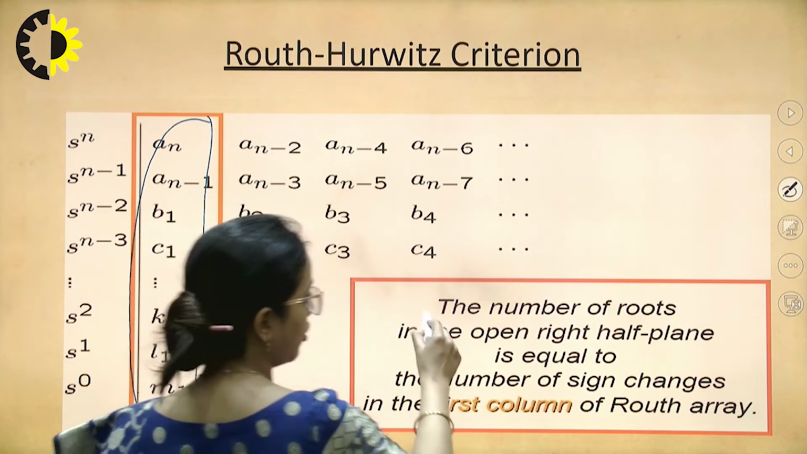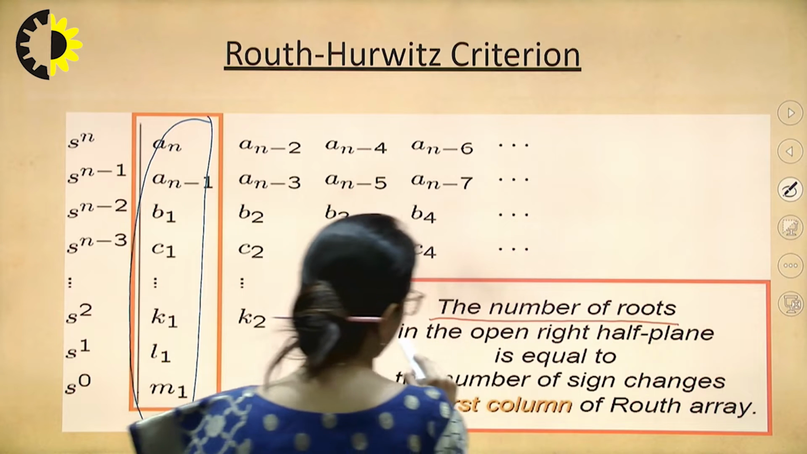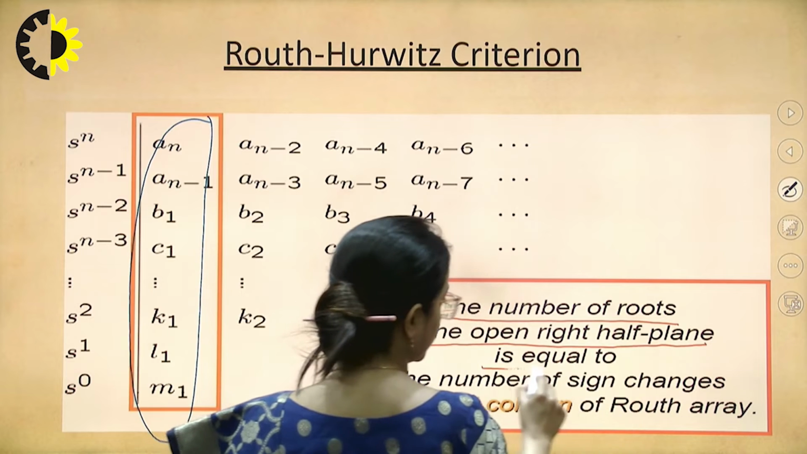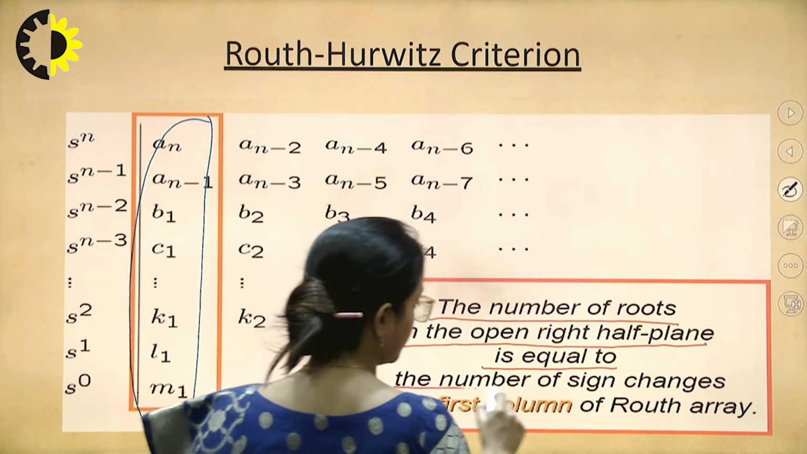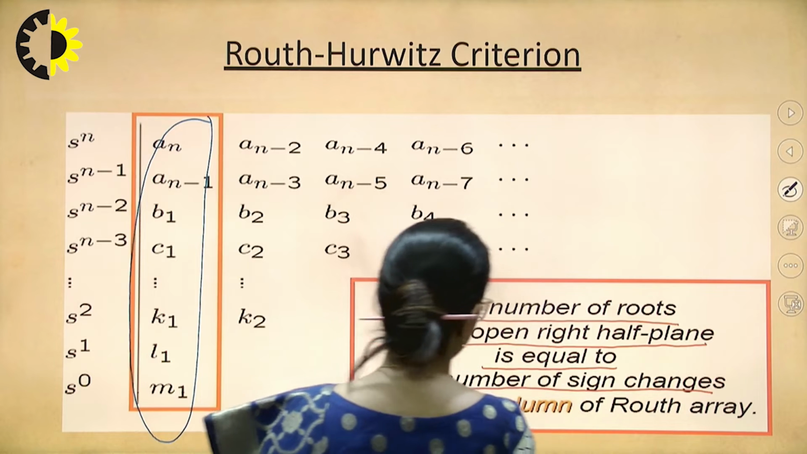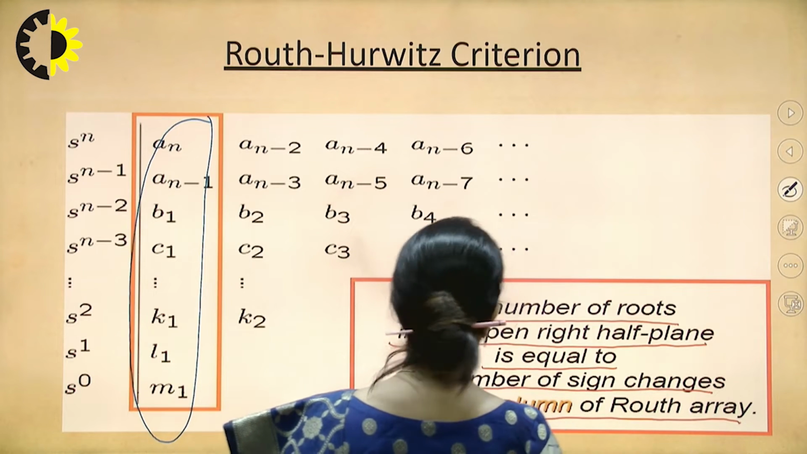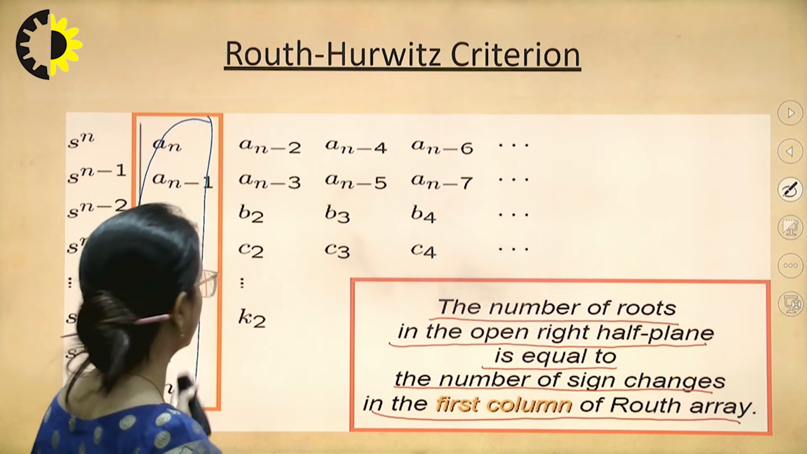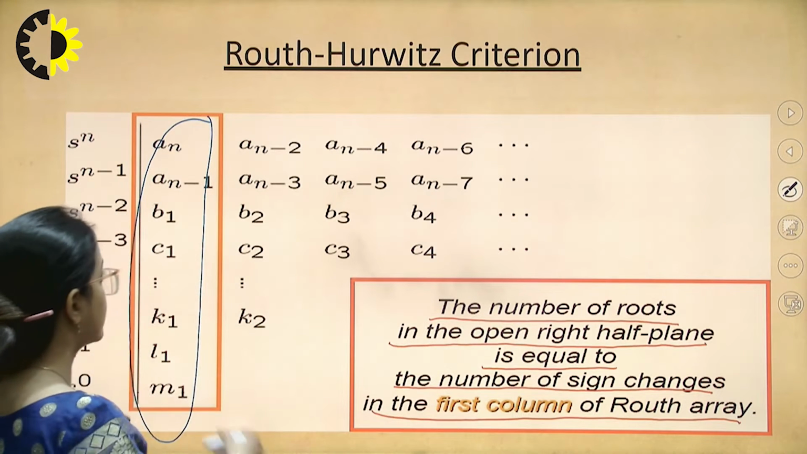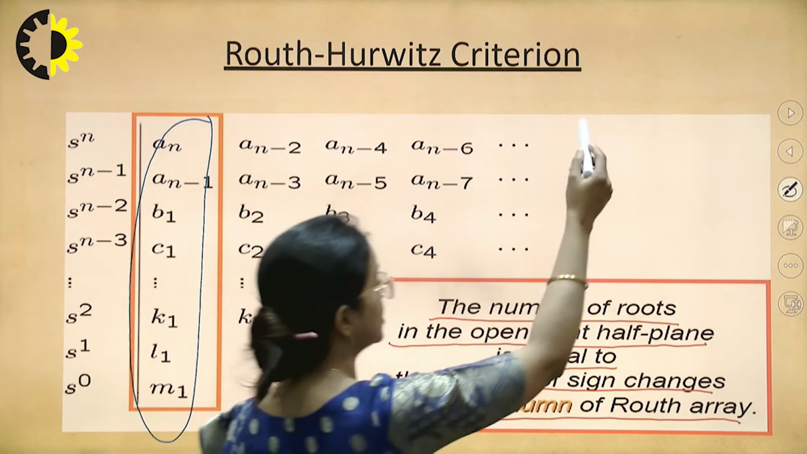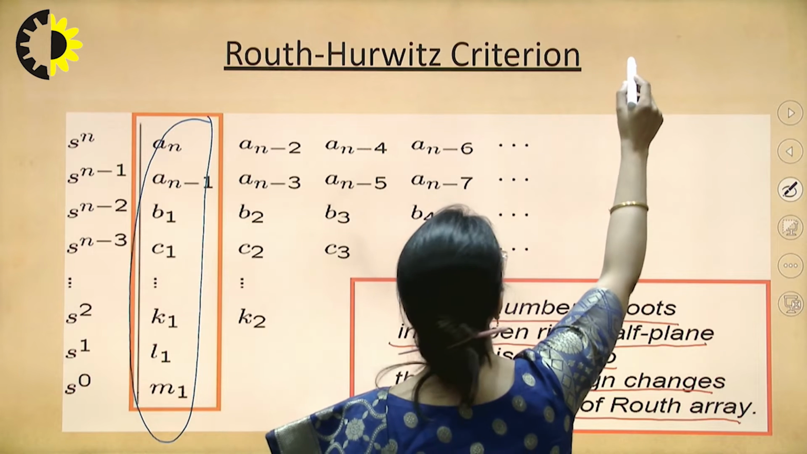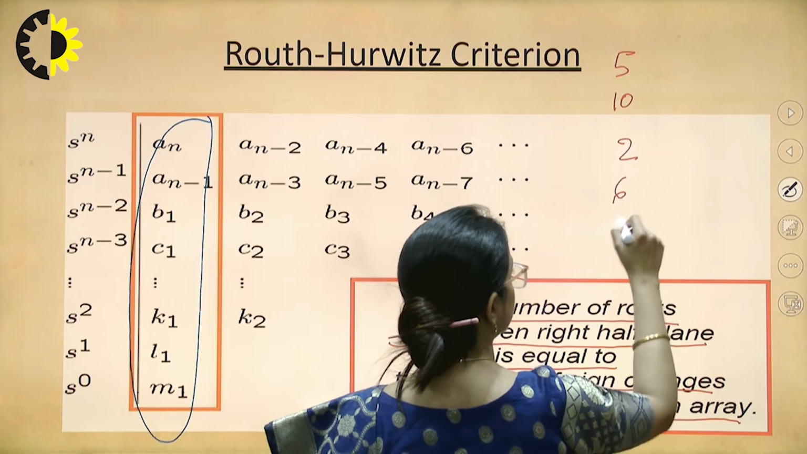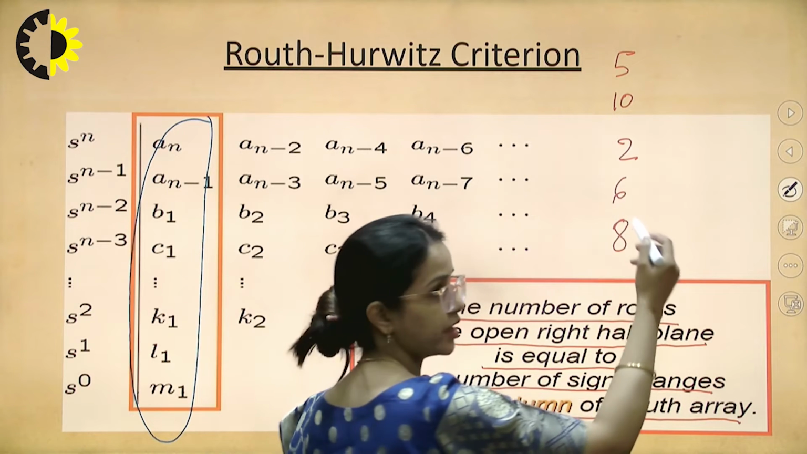The number of roots in the right hand side of the s-plane is equal to the number of sign changes in the first column of the Routh array. This particular column is called the Routh array. So let's say this column is, I'm taking an example, 5, 10, 2, 6, 8. So this is case 1.